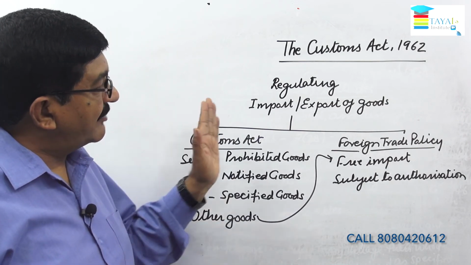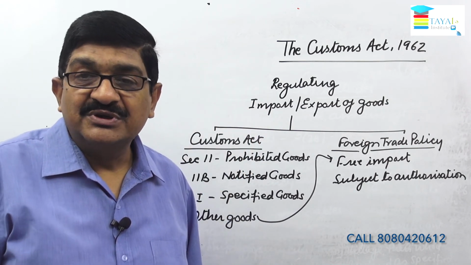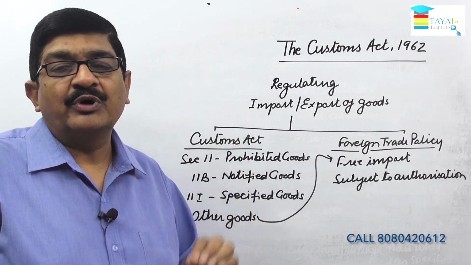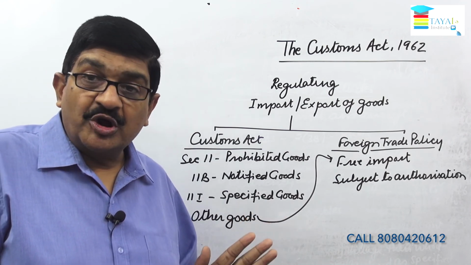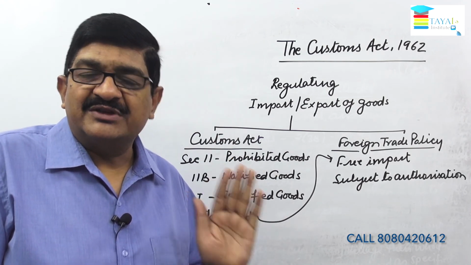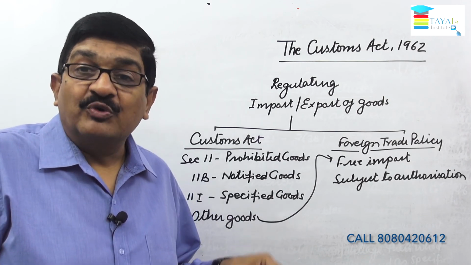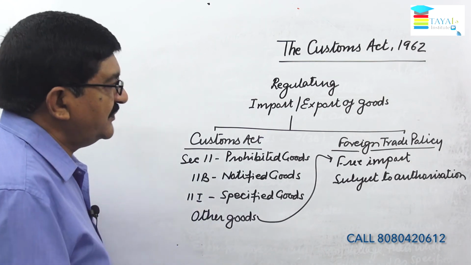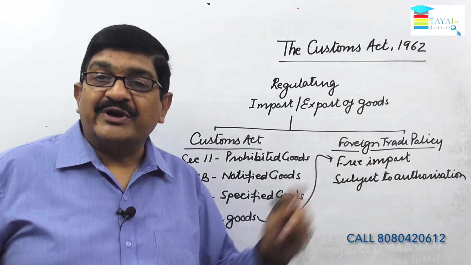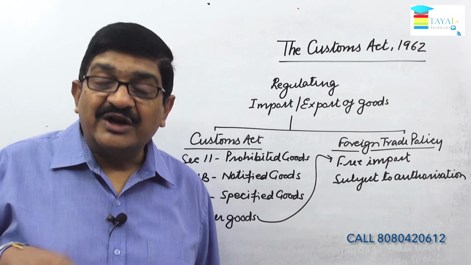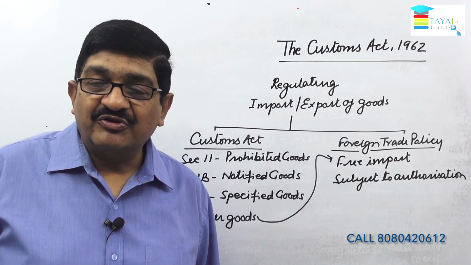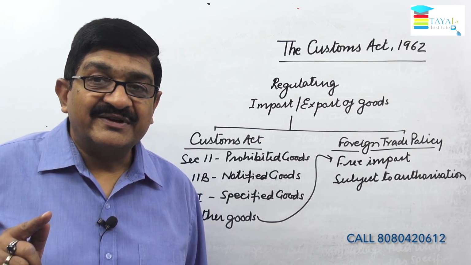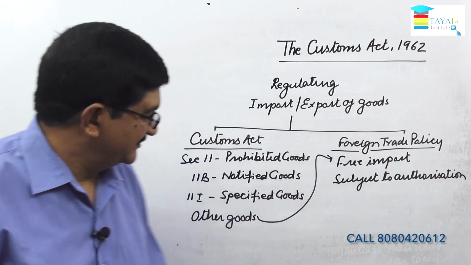Okay, so this is about regulating the import and export of the goods. This Act is not exhaustive. It has given you some idea that import and export can be prohibited on these grounds. What are the prohibited goods? When we come to the section, I'll give you a list of the items which are prohibited. What are notified goods? What are specified goods? All that we'll discuss in detail when we come to the specific section. Right. And what are the free imports where authorization is required? What is called advance authorization? What is called duty free import authorization? What is the EPCG scheme, export promotion capital goods scheme? All those we will discuss under the foreign trade policy.